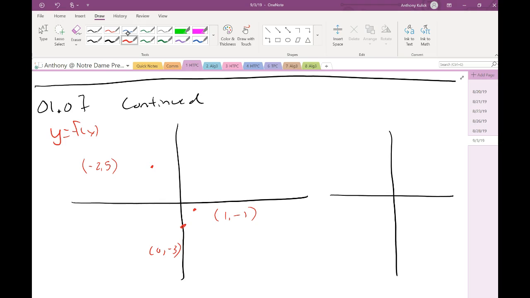Yeah, we're just going to transpose the x and y coordinates. So instead of -2, 5, we have 5, -2. Instead of 1, -1, we have -1, 1. And instead of 0, -3, we have -3, 0. Everybody's okay with that? All we did was transpose the x and y coordinates.